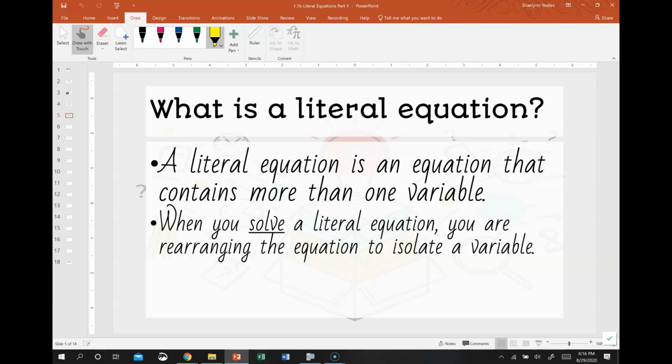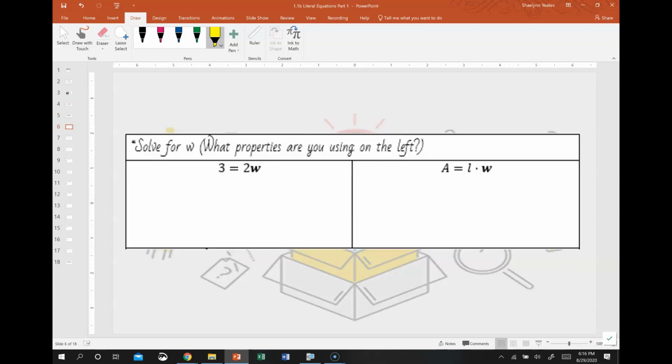It's quite great. So a literal equation is an equation that contains more than one variable. And when you solve a literal equation, you are rearranging the equation to isolate or get alone or only have one of them, a variable. And it specifically tells you which variable to solve for. So right here it says solve for w.